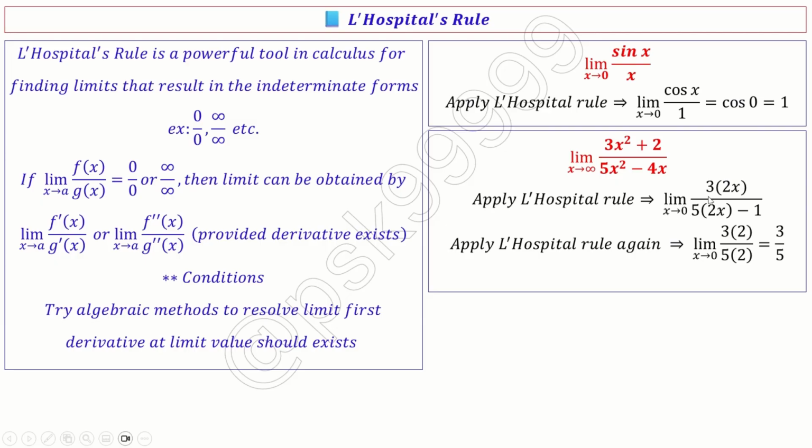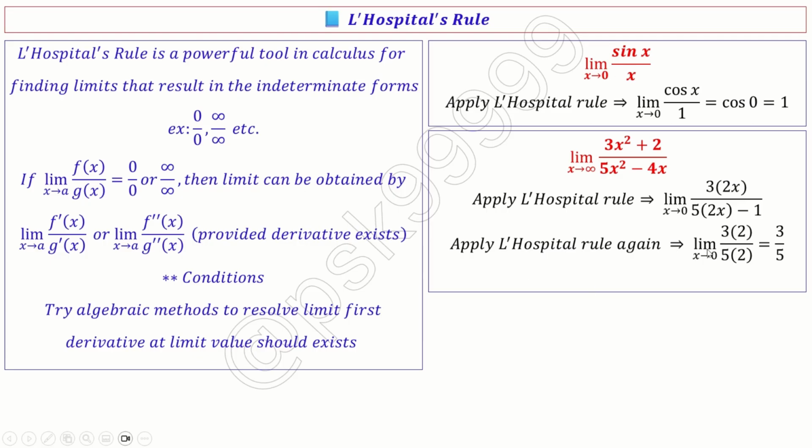Now if I apply L'Hospital rule, it is very simple. Limit x tends to infinity. The first derivative of this one is 3 times 2x, that is 6x, divided by 5 times 2x minus 4. Now if I apply L'Hospital rule here, still the x term is there, so infinity by infinity, you will get infinity. So you apply again.